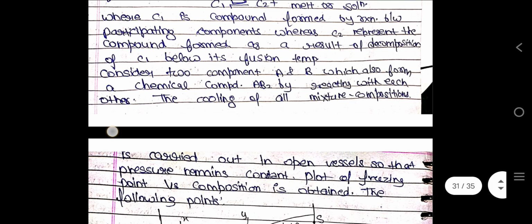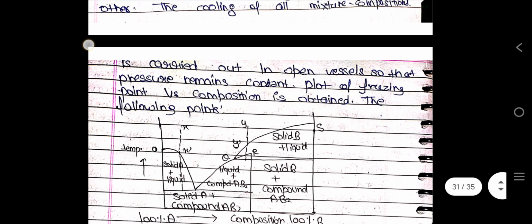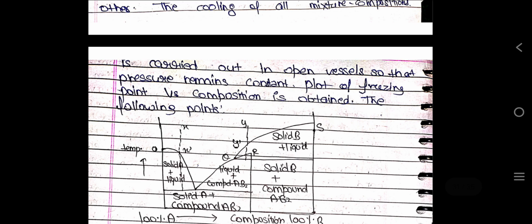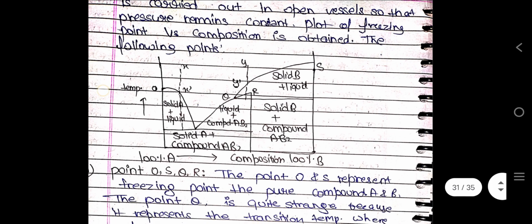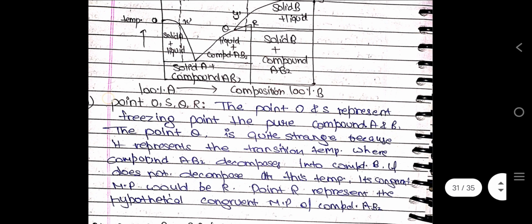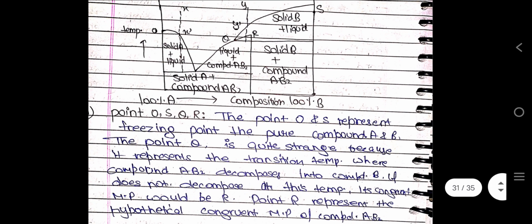Systems forming a solid compound AxBy with an incongruent melting point. In these types of systems, the components react to form a compound which is not stable up to its melting point. When heated, decomposition starts before the melting point is reached, and a new solid phase and a melt or solution with a different composition from the original solid are formed. Here C1 is the compound formed by reaction between the participating components, whereas C2 represents the compound formed as a result of decomposition of C1 below its fusion temperature.